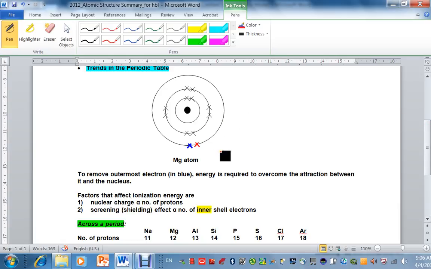Let's say sodium atom, you know that it has 1 electron in this valence shell. Then when we come to magnesium, it has 2 electrons. Aluminium will have 3, silicon will have 4, and so on. Can you see that the additional electron enters the outermost shell as you go across a period? But the number of inner shell electrons remains constant at 10. And remember, screening effect comes mainly from the inner shell electrons. So across a period, the screening effect is relatively constant.